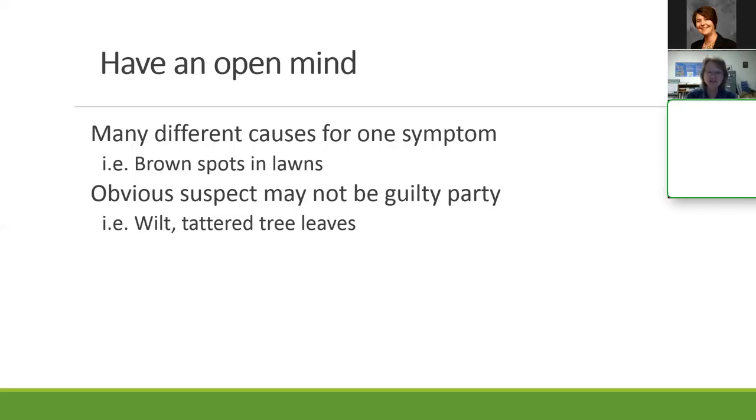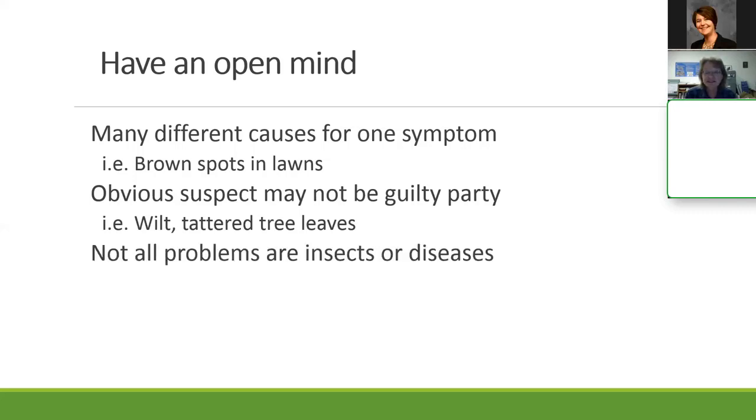So tattered tree leaves can be caused by wind tear. They can be caused by a disease where the disease weakened part of the leaf and then the wind came along and knocked that weakened portion out. There can be many different causes for tattered tree leaves. Not all problems are insects or diseases. As I've been talking about, there's the abiotic. So mechanical, environmental, chemical.